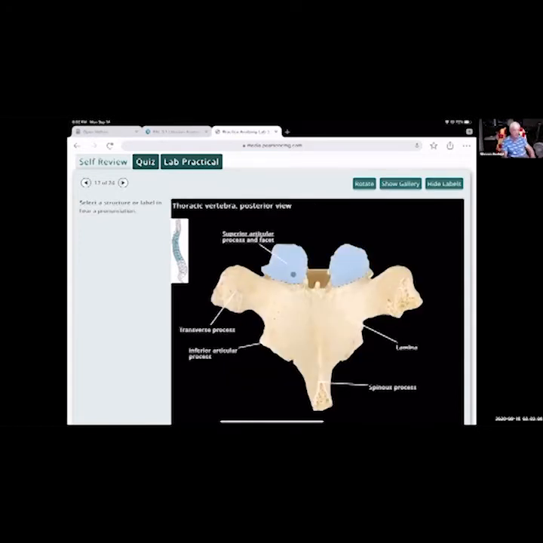Okay, looking at again, your superior articular process or facet.